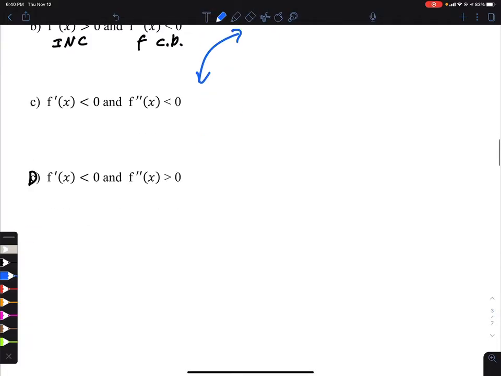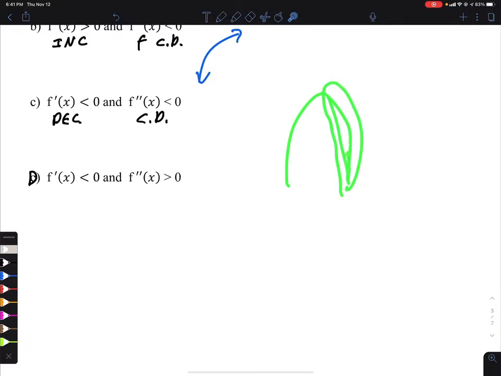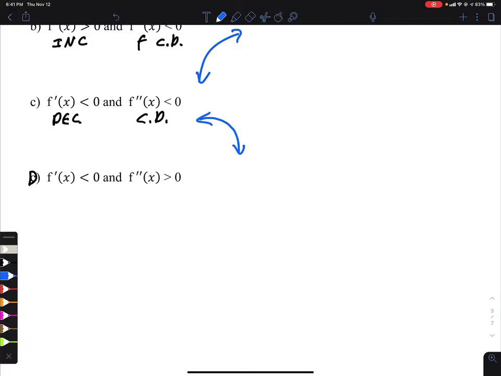The next one, this means f is decreasing. This means f is concave down. What does that look like? Well, here's concave down. Which part's decreasing? This side, so it's going to look like that. That is a concave down, decreasing function.